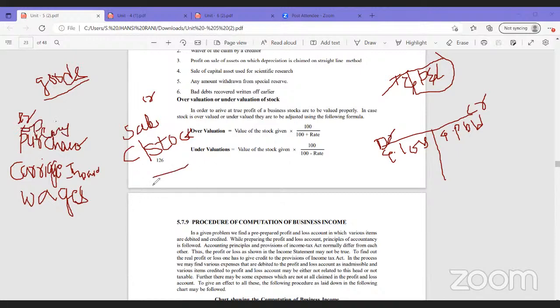The difference of credit minus debit, if credit is more, debit is less, it is called gross profit. If debit is more and credit is less, it is called gross loss. And this we bring to the profit and loss account. This is how gross profit comes to the profit and loss account.